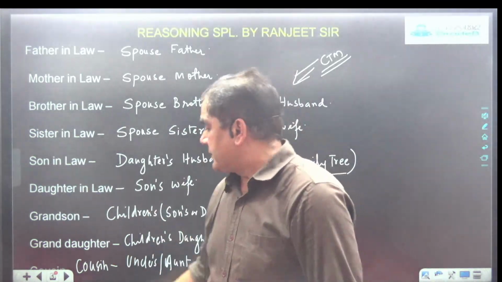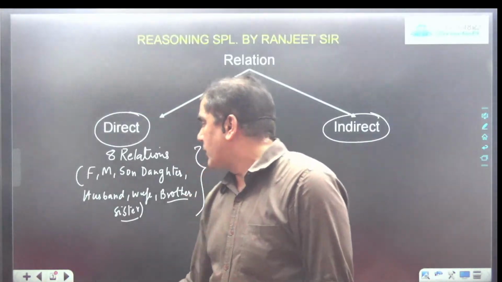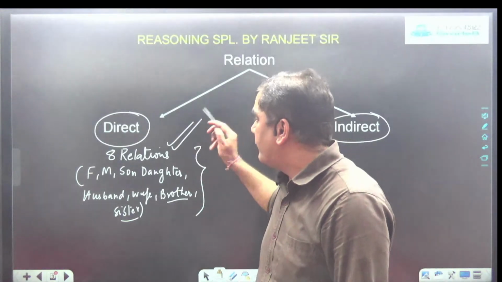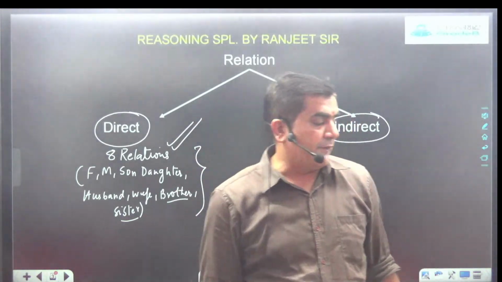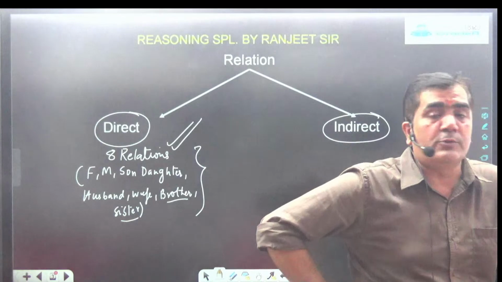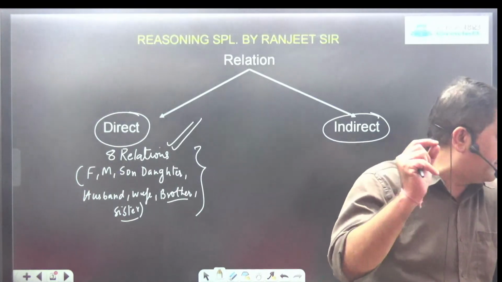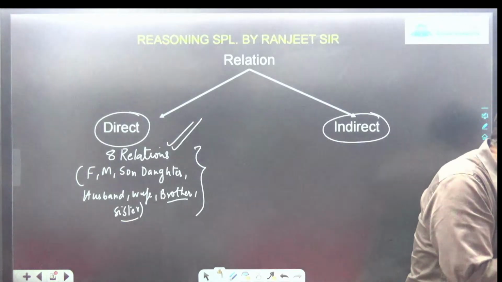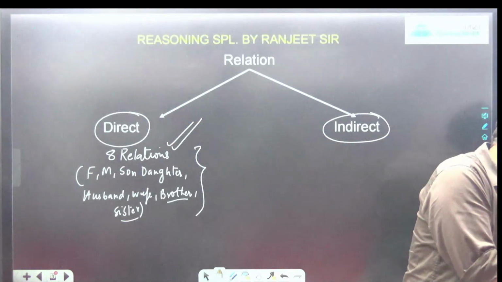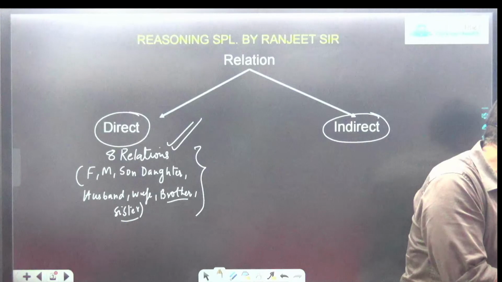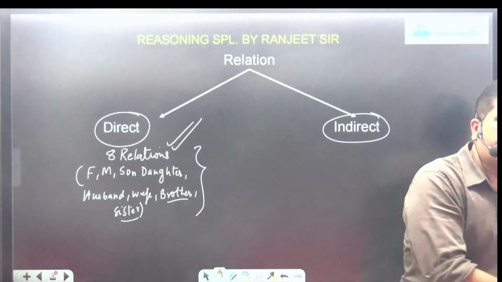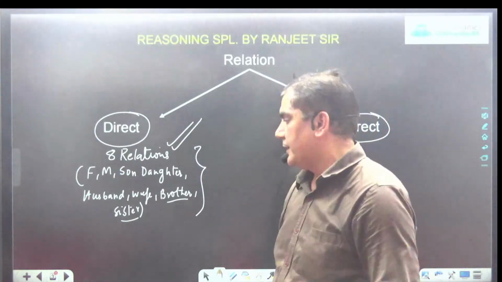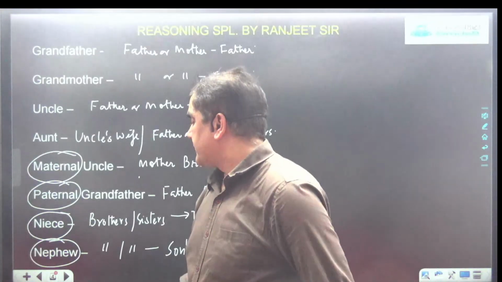Direct means what? Initially we need to understand how to plot these 8 relations in my family tree. My first job is to make you understand how to plot these 8 relations in my family tree. Anyone, any problem? Clear? Okay.